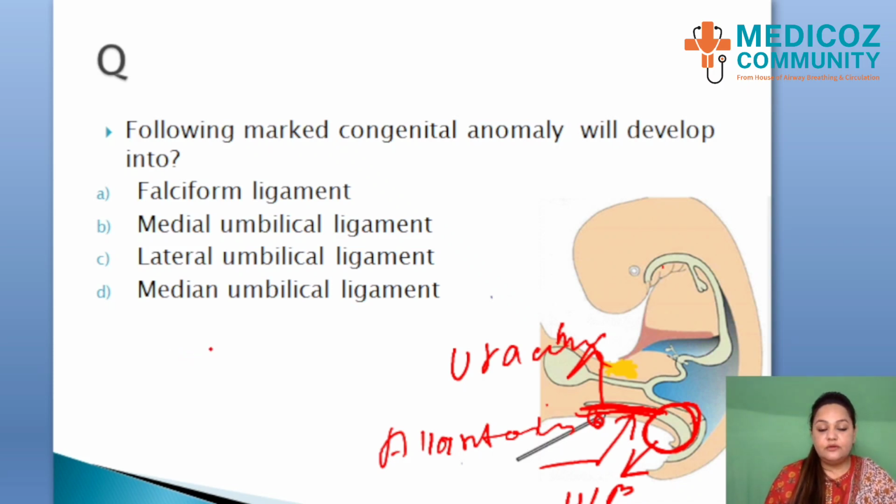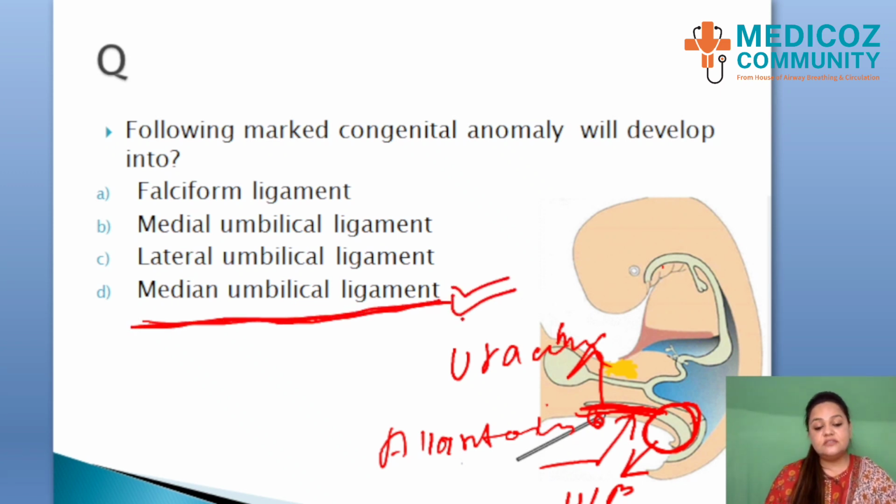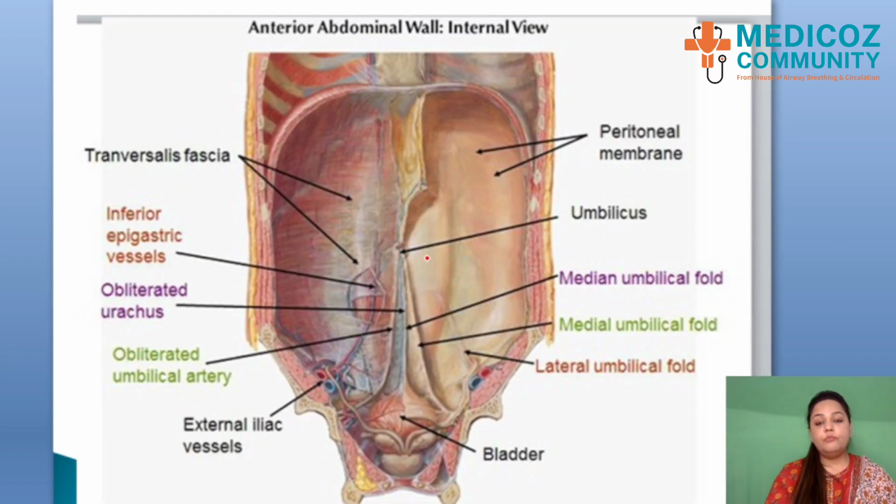Now, this urachus will form a ligament which is called the median umbilical ligament. Okay, so median umbilical ligament is here in the option, and this is the answer. This is a very simple question. If you know the remnants and the look, I'll show you this diagram here, you will come to know how important it is.